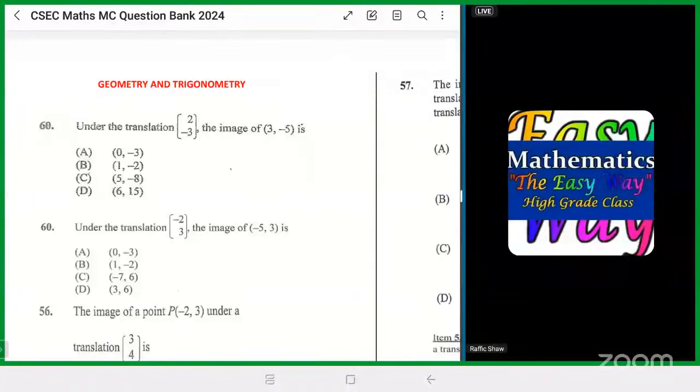So what is the image of the line y equals x when it is rotated about the origin through 90 degrees anti-clockwise? In other words, look at it, 90 degrees this way. So the question is, what is the equation of that blue line? Which one of these is the equation of that blue line? C.